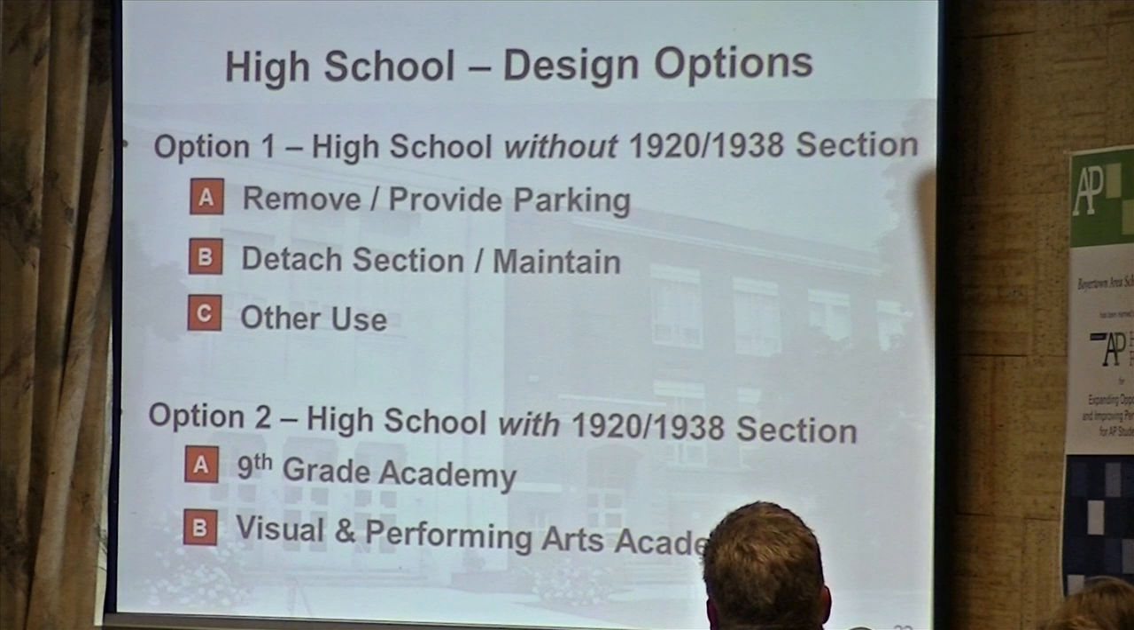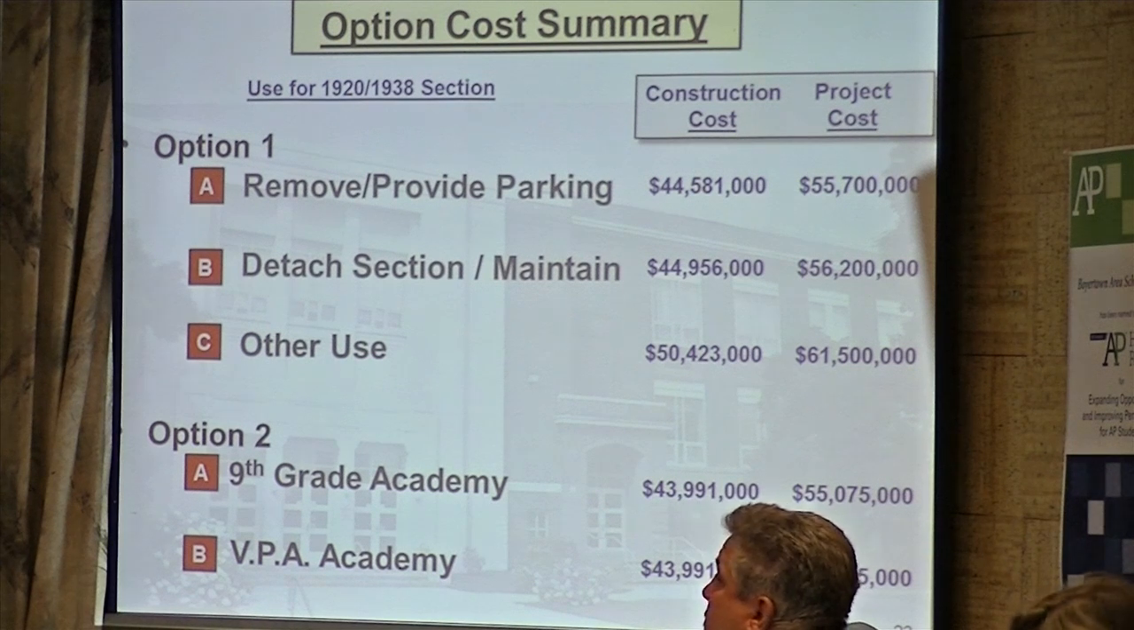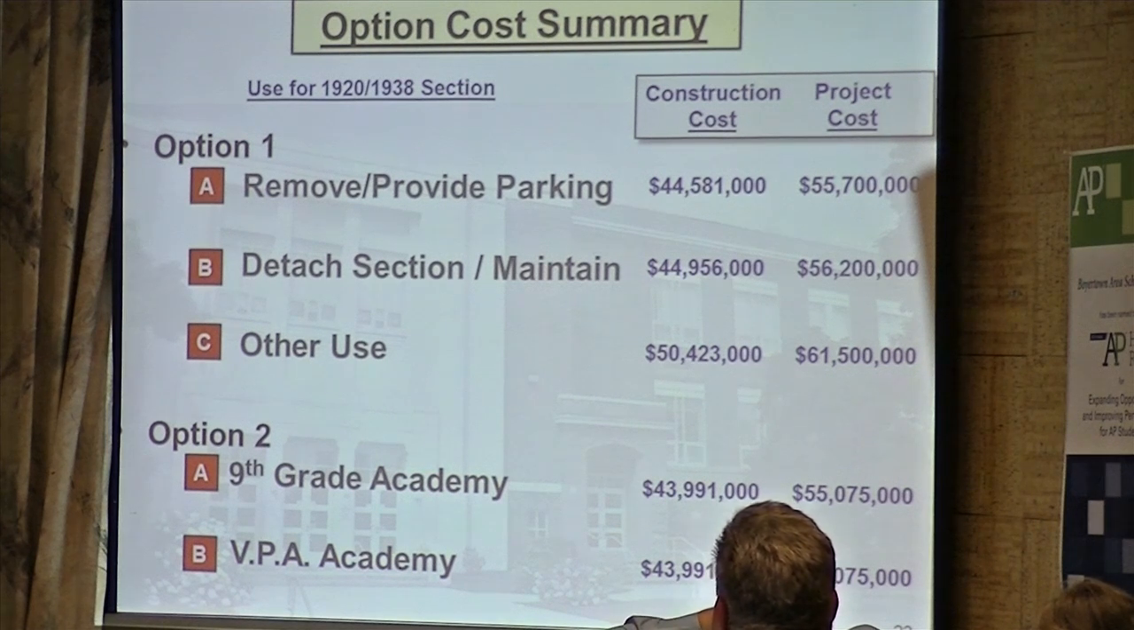And then option two, I'm going to show you a design where we made it into a 9th grade academy, and where we also made it into a visual and performing arts academy. These are the cost options for those and the project costs. And all of these options are around the same cost. They're all around $55 million.